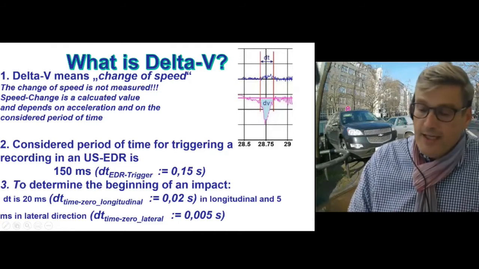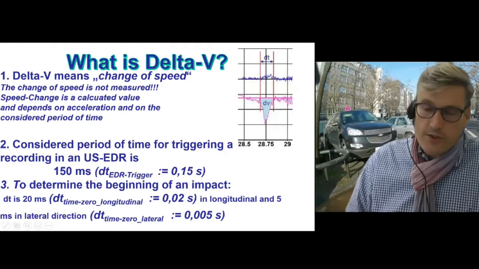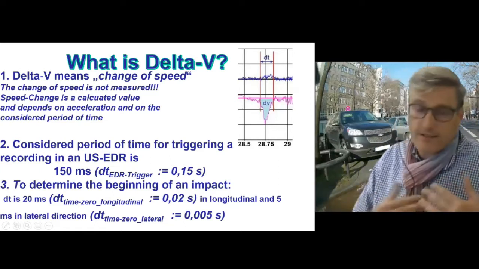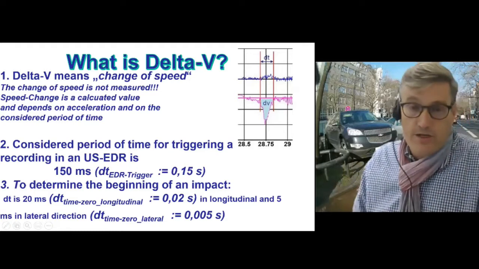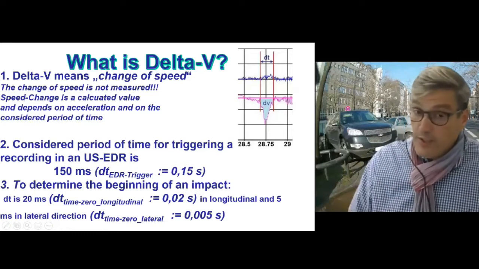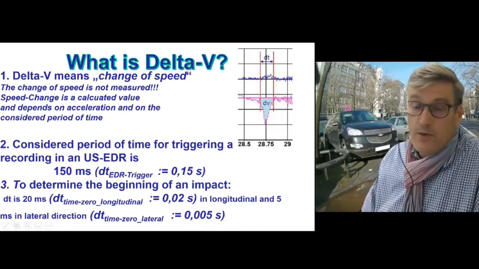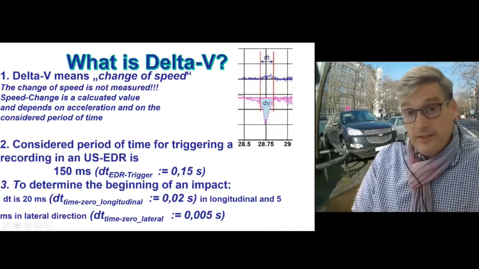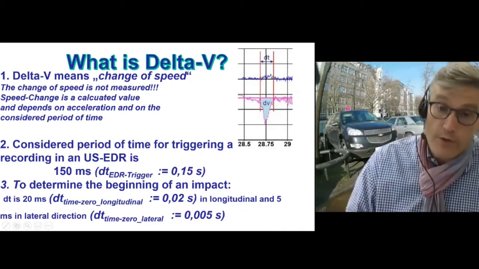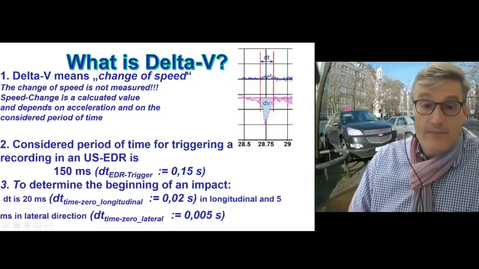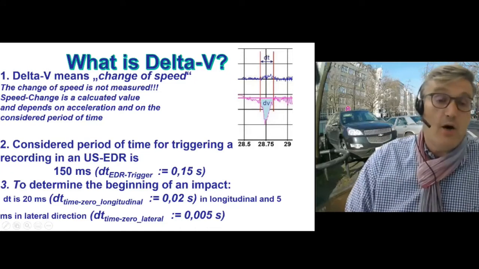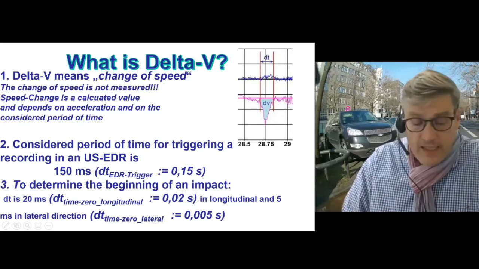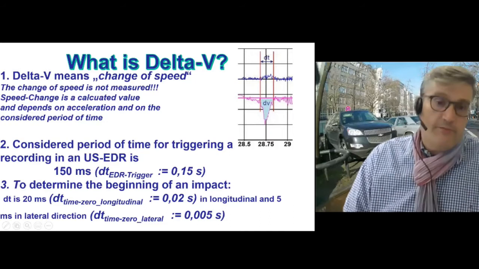A pedestrian crash actually consists of more than just one crash. There's a crash on the legs, then a crash on the hips, a crash on the thorax, a crash on the head. So this might take a longer time. But the whole change of speed over a period of 150 milliseconds leads to triggering a recording of data. As I told you, the data is measured all the time, but it's not recorded or saved. This only occurs if a speed change of 0.8 kph is reached over a whole period of 150 milliseconds.